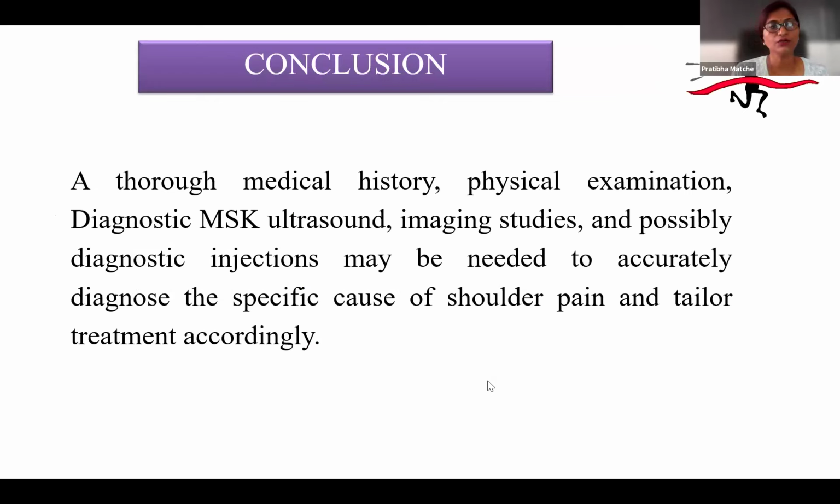So to conclude, a thorough medical history, a good physical examination, the diagnostic MSK ultrasound, imaging studies, that is MRI, whenever required, and possibly the diagnostic injection, which is a tool for us as pain physicians, will definitely allow you to accurately diagnose the specific cause of shoulder pain, and you can tailor-make the treatment accordingly.